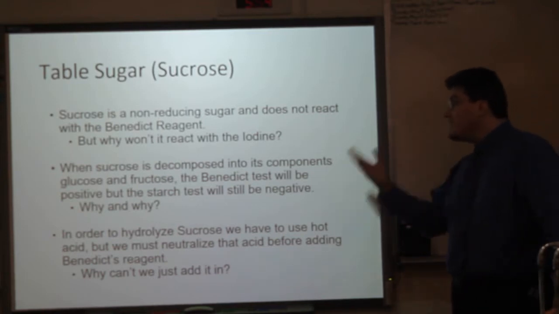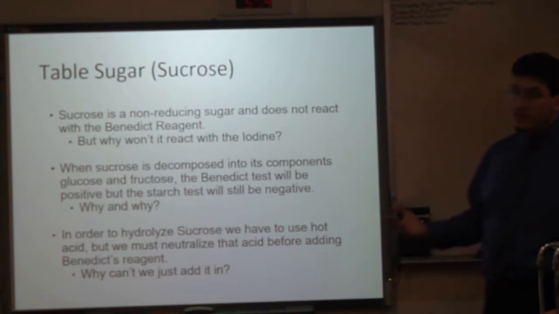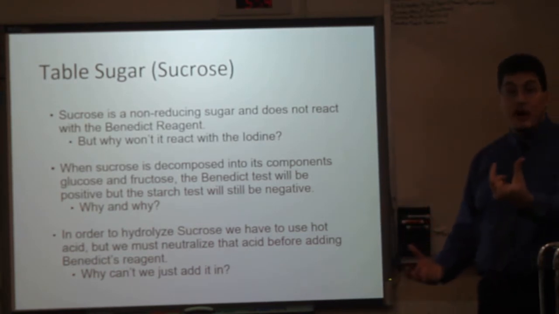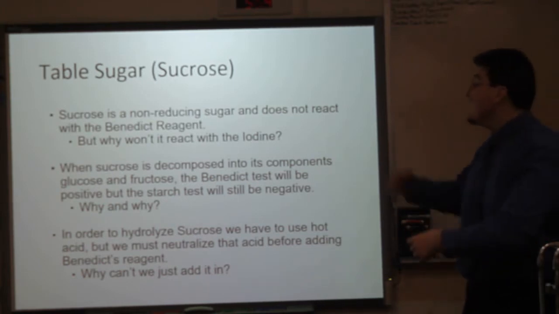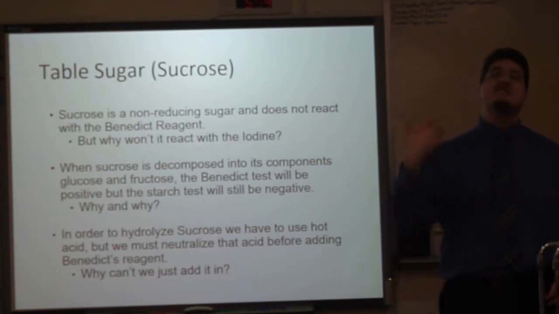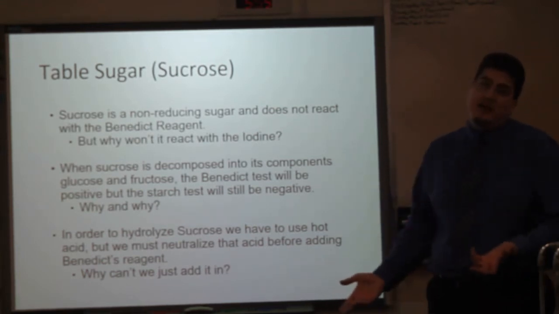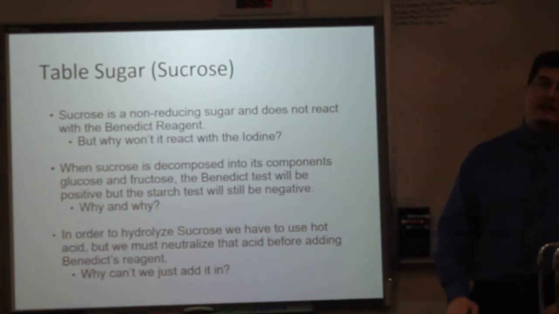So, when you decompose it into its components of glucose and fructose, the Benedict's test will be positive because it is now glucose and fructose, and Benedict's is positive with glucose, but not fructose, but there's glucose there, so it will be positive with Benedict's. Not with the starch test, because it's still not a polysaccharide. Even though you broke it down into its component parts, you keep cutting and cutting and cutting, but your hair is still not long enough.